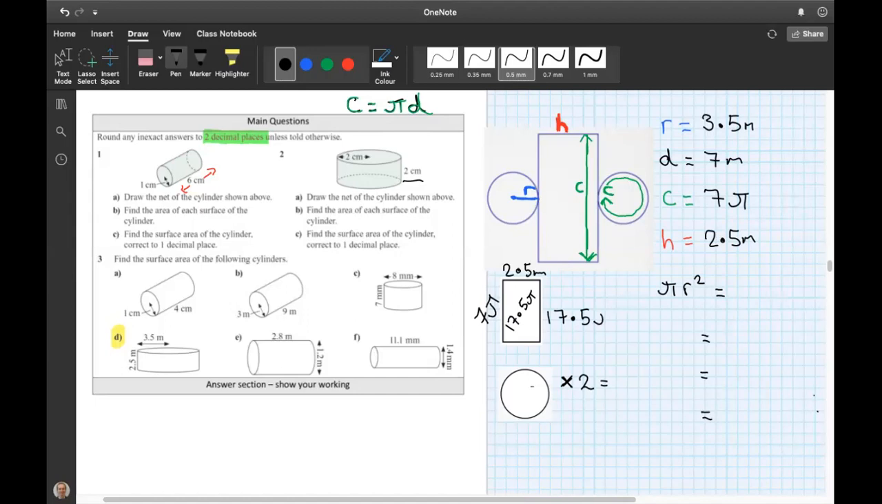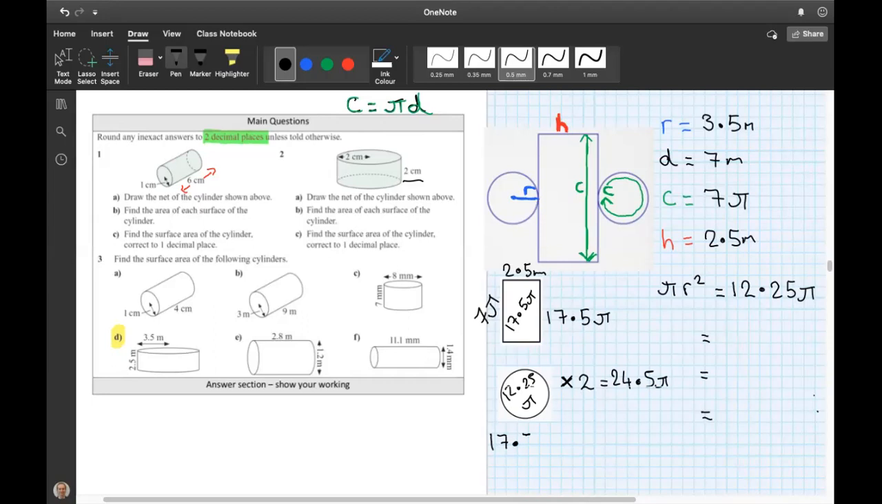17.5 pi. Just make that a bit clearer. 17.5 pi. Now we're thinking about our circular face. Our radius this time was 3.5. So our radius squared will be 12.25. Actually, I'll write that here. So we had 12.25, and then we need pi r squared. It'll be 12.25 pi. Write that in here, 12.25 pi. We've got 2 circular faces, so we will need 2 of those, and that will give you 24.5 pi.